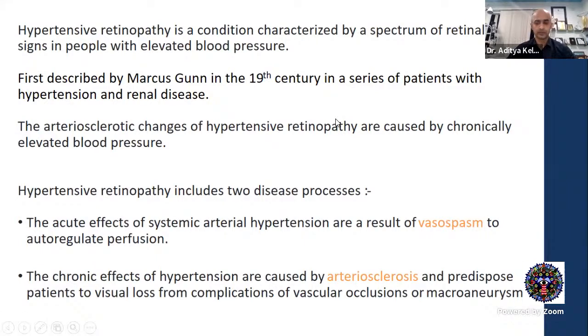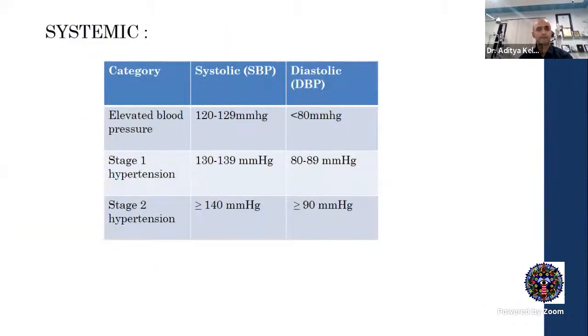Hypertensive retinopathy includes two disease processes. First of all, the acute phase, where there is vasospasm, and that leads to autoregulation of perfusion. And then the chronic stage, with atherosclerosis, which predisposes patients to vision loss due to complications such as vascular occlusions, microaneurysms and macroaneurysms.